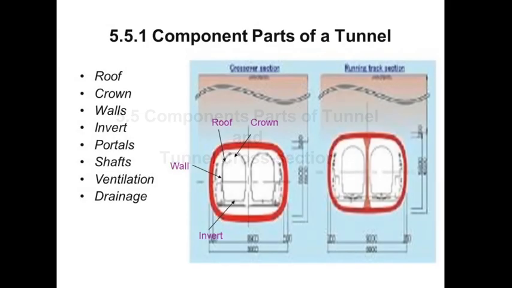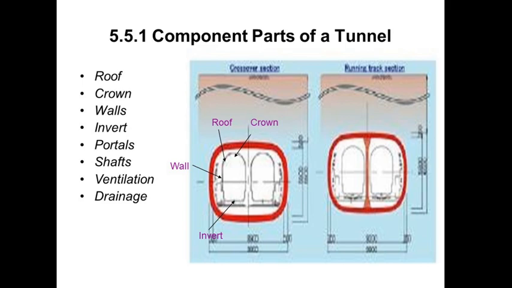Next, component parts of tunnel and tunnel cross section. This is the structure of a tunnel and the different parts of a tunnel. We can see first the roof, then the crown, which is the topmost part of the tunnel. Then walls, side walls, inverts, shafts, ventilation, and drainage. These are the various component parts of a tunnel.